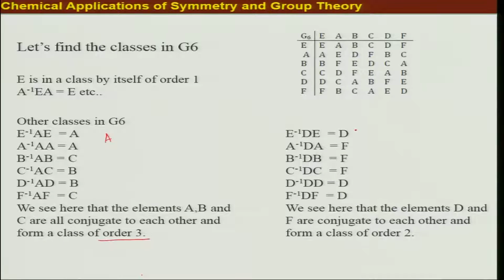When you do the similarity transformation on D in the same manner, you find that D and F are repeated 3 times. So what you have essentially is that they form a class, because D and F are conjugate, and the order of this class is 2.